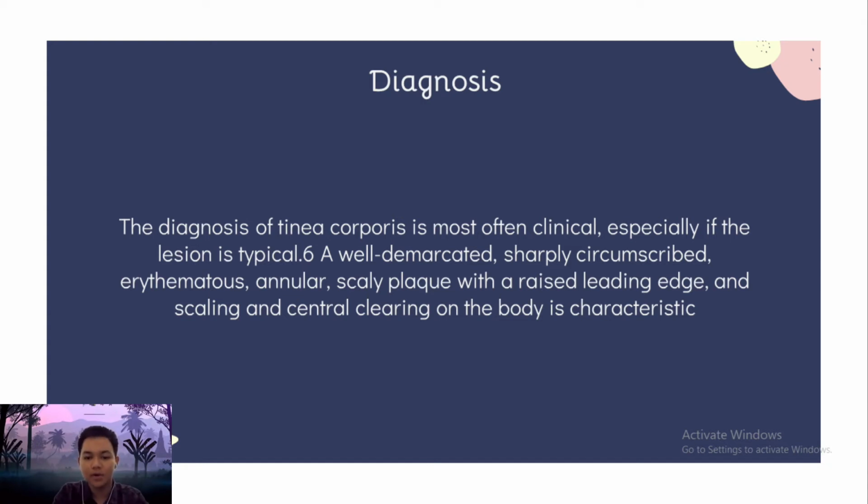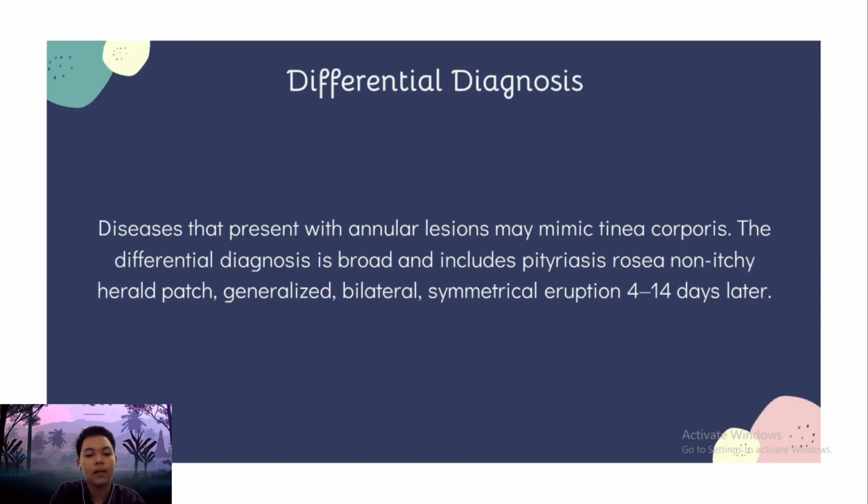If necessary, the diagnosis can be confirmed by microscopic examination of potassium hydroxide wet mount preparation of skin scraping from the active border of the lesion. Next, differential diagnosis. Diseases that present with annular lesions may mimic tinea corporis. The differential diagnosis is broad and includes pityriasis rosea.